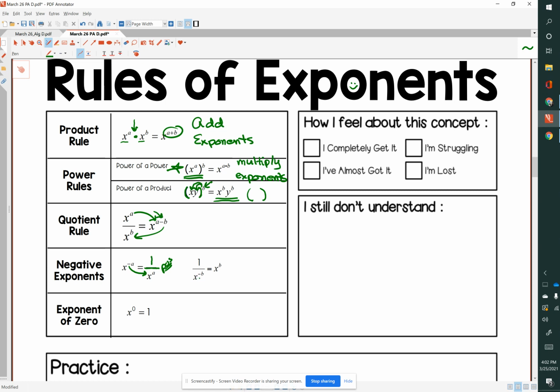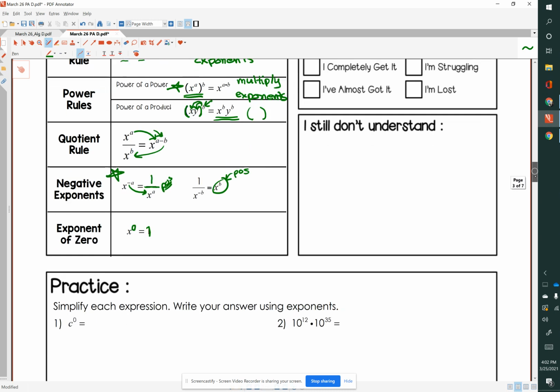Now, if we have a negative exponent in the denominator, then we can pull it out from under the denominator, and it then becomes positive. We haven't done many of those. We've mostly done like the ones on the left. And of course, if anything has an exponent of 0, whether it's a variable or a number, it is equal to 1. So those are the basic rules.